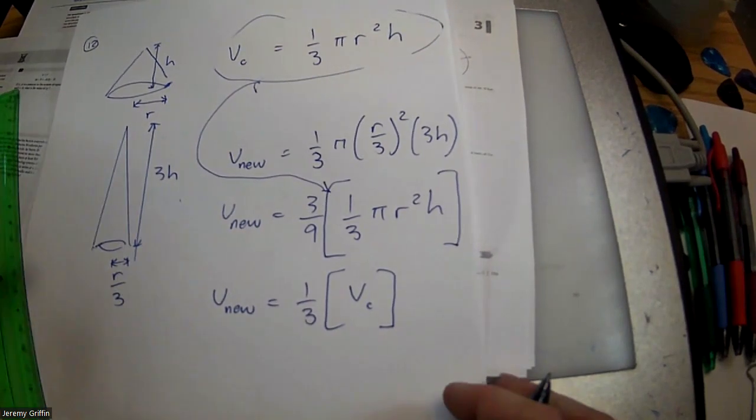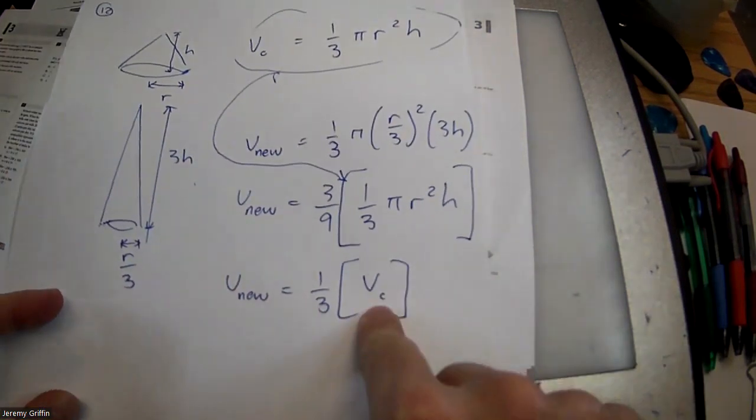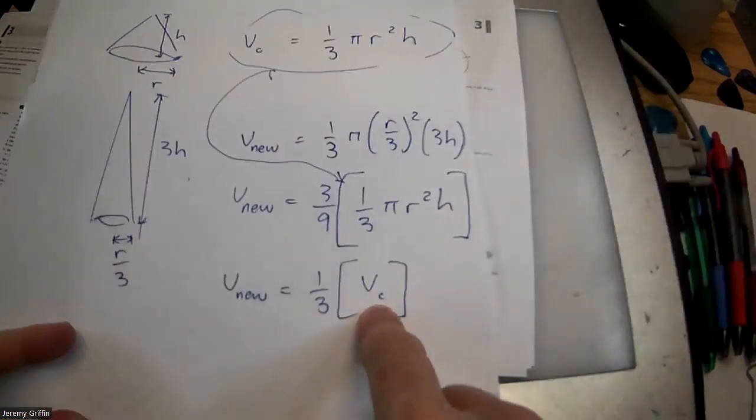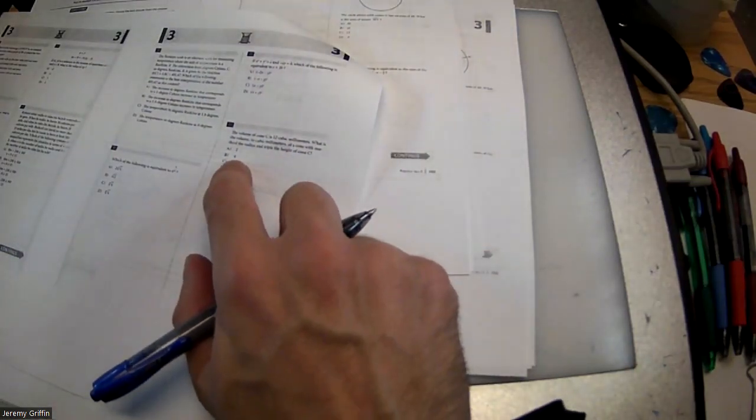Okay. Yeah, we've done quite a bit of that throughout this class. Last step though, they said the original cone had a volume of 12 cubic millimeters. So what's a third of 12? 4. The answer is B. 12 is B. Yes, good.